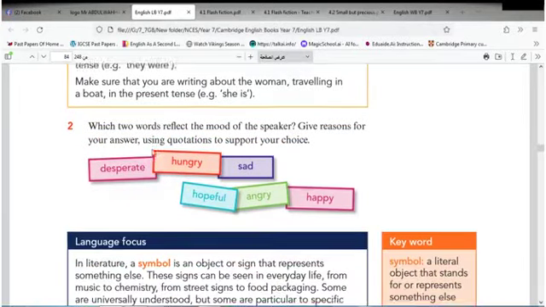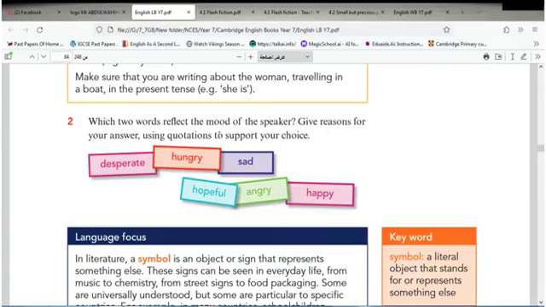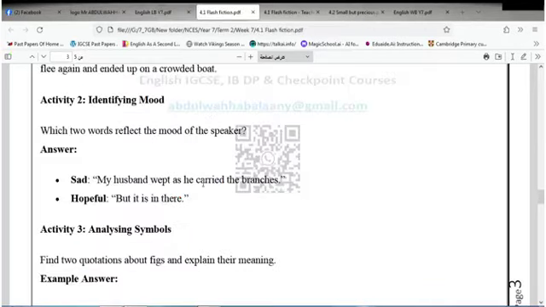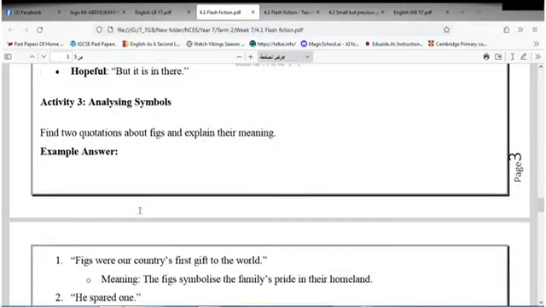And then they will ask me to reflect the mood of the speaker with some words like desperate, hungry, sad, hopeful, angry, and happy. I would say sad is the best one, hopeful is the other one, as we said before, because the husband wept as he carried the branches, that's sadness, and hopeful, but it is in there.